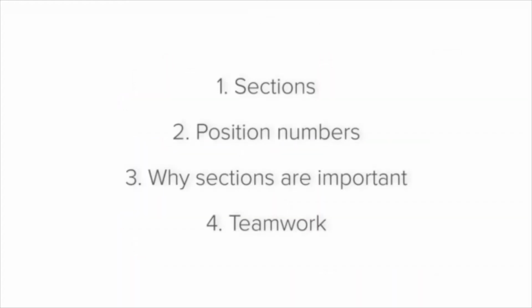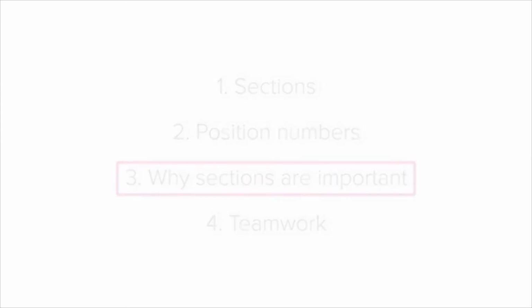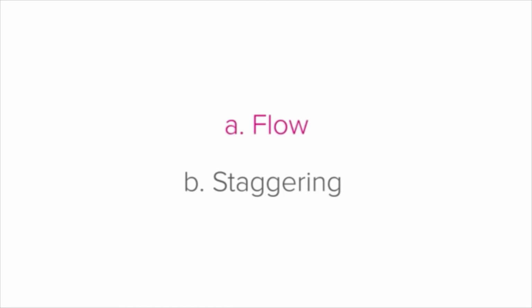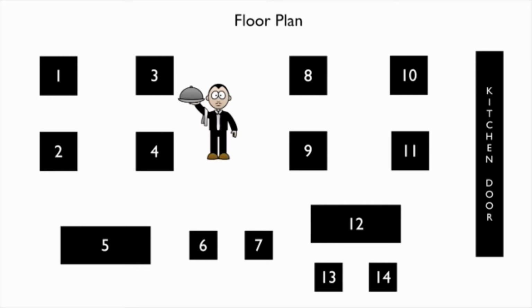Let's ask the question, why are sections important? Sections are important both for the flow of foot traffic and the staggering of orders. Let's start with flow. Sectioning the tables helps to manage the flow of foot traffic in the dining room. If you look at this floor plan, imagine a waiter had one table here, another here, and another here.